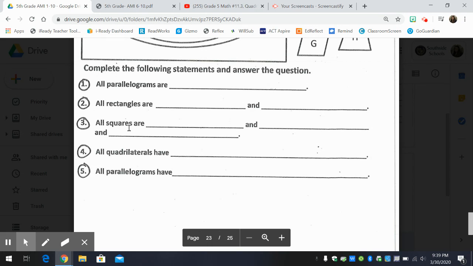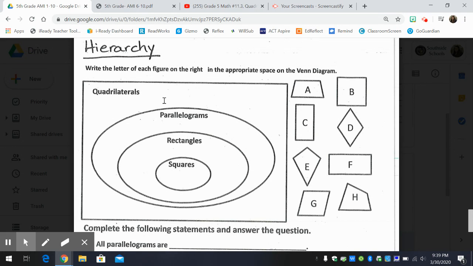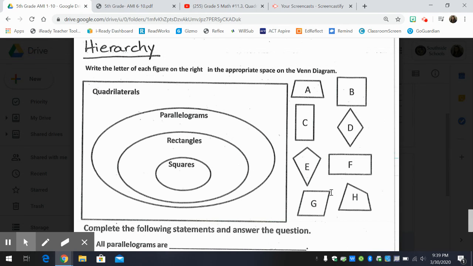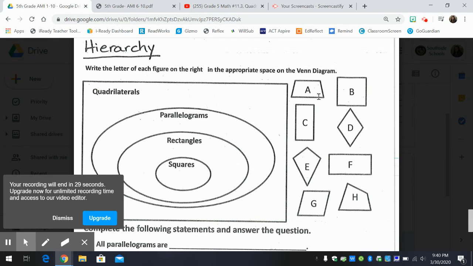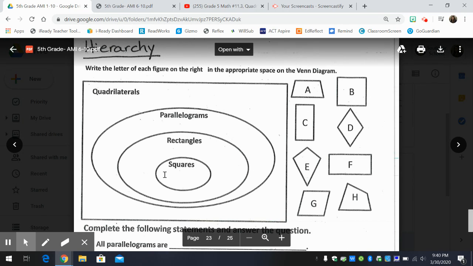Okay, the last few pages are talking about the hierarchy of different shapes. So again, once I send out those videos, it'll help you out a little bit. But a quadrilateral encompasses all of these other words. So a quadrilateral is everything with 4 sides. It doesn't matter if it looks all wacky like this. So you're going to take these different shapes and plug them into where they fit the most.